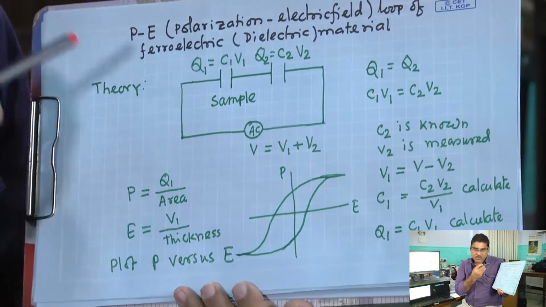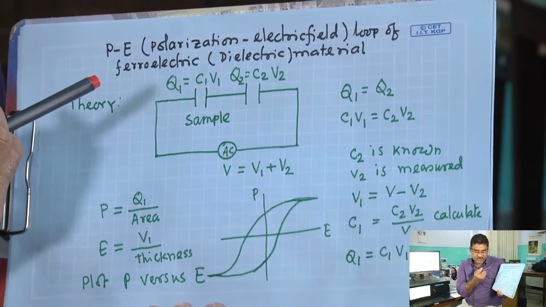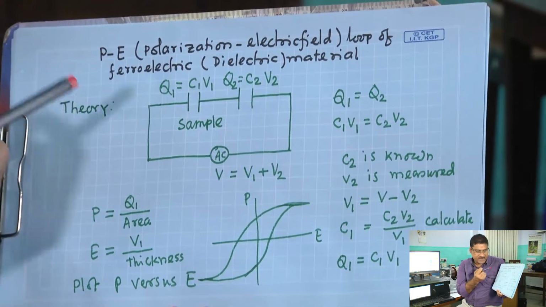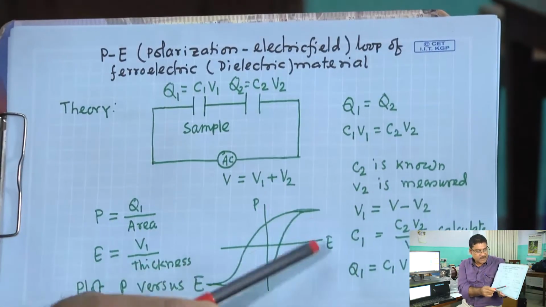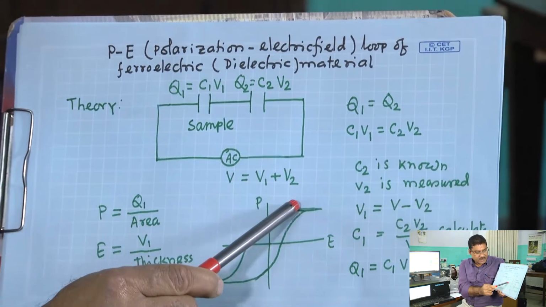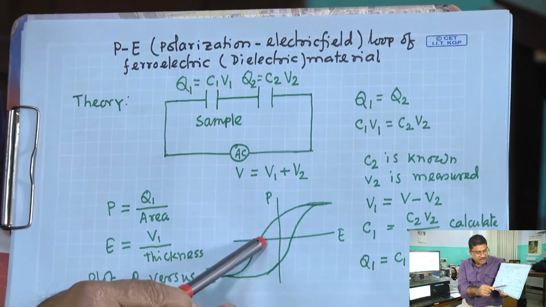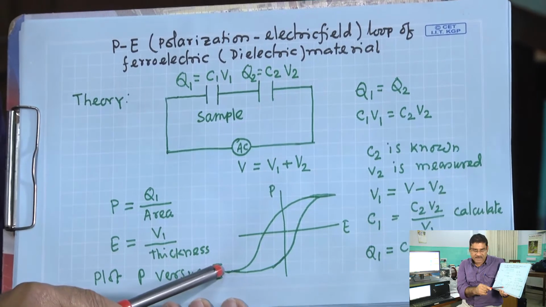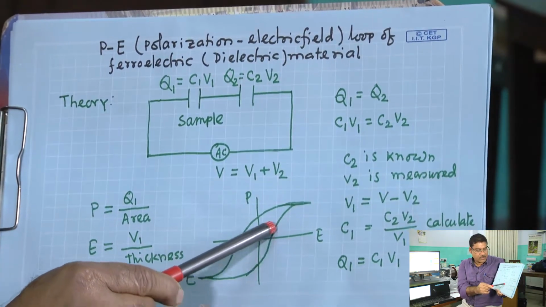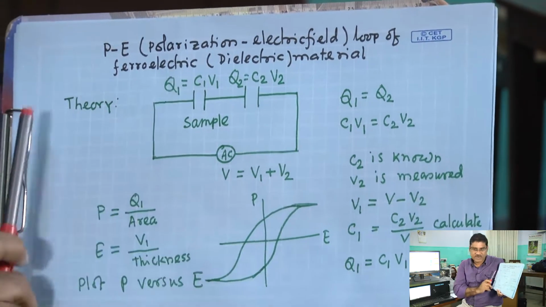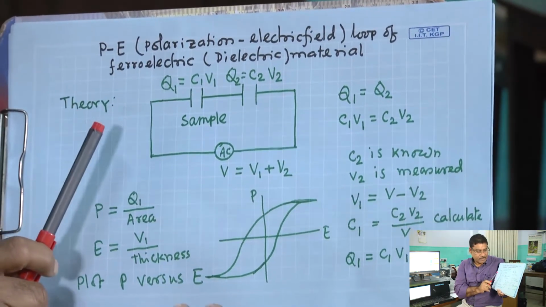If you want to see the hysteresis loop for ferroelectric material, we have to start from the maximum positive electric field and go to the maximum negative electric field, and again go back to the maximum positive electric field.